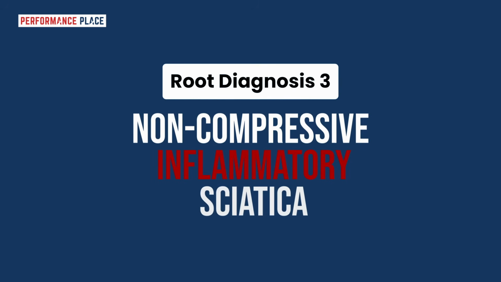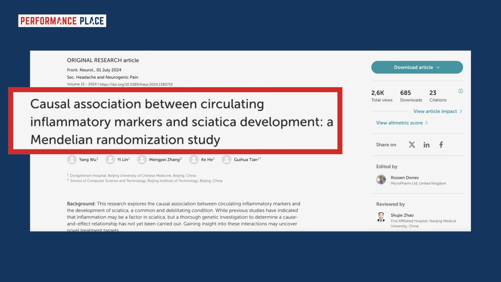Root diagnosis 3 is a non-compressive type called a radiculitis. A pinched nerve is not the only cause of sciatica. In fact, sciatica can occur from chemical irritation in the absence of mechanical pressure. Crazy, right? Wu et al. demonstrated that elevated systemic inflammatory markers were causally associated to increased sciatica risk, meaning inflammation alone can sensitize nerve roots.